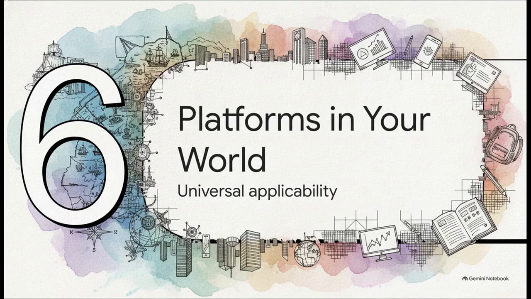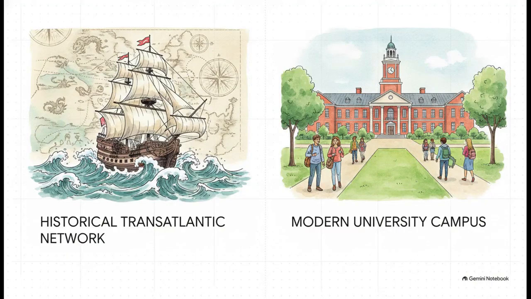Let's bring this closer to home in Section 6, Platforms in Your World, where we prove the universal applicability of this tool. We just looked at a massive historical trade network that spanned oceans. But to prove just how versatile this 9-piece puzzle is for your everyday life, let's contrast that historical map with a modern university campus. Maybe even the very one you're sitting on right now. It is wild, but the exact same structural model clarifies both.